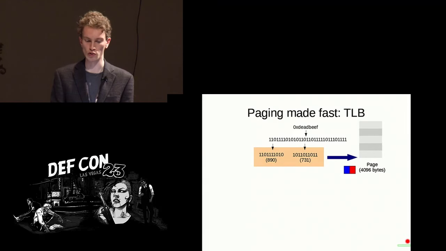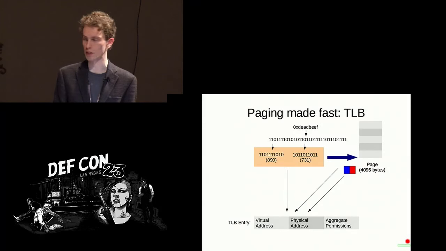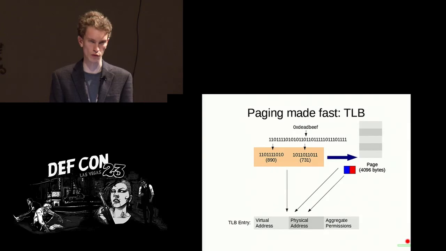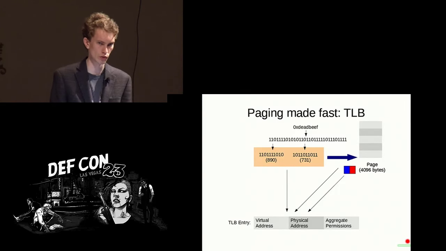And then it determines the effective permission. So is it a supervisor page? Is it writable? Which were the two permission bits that I highlighted in the previous slide. And it basically stores those three things together as part of a TLB entry, which has the virtual address, the physical address, and the aggregate permissions of that page.